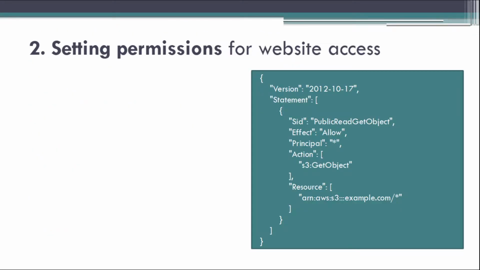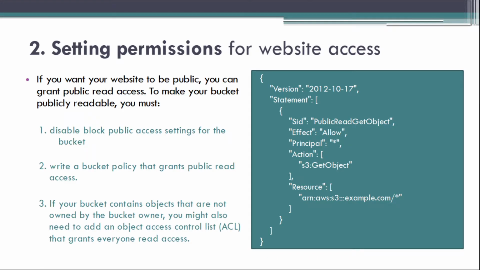So moving to the next step, setting permissions for website access. If you want your website to be public, you can grant public read access. To make your bucket publicly readable, you must first disable the block public access setting for the bucket. Second, write a bucket policy that grants public read access.